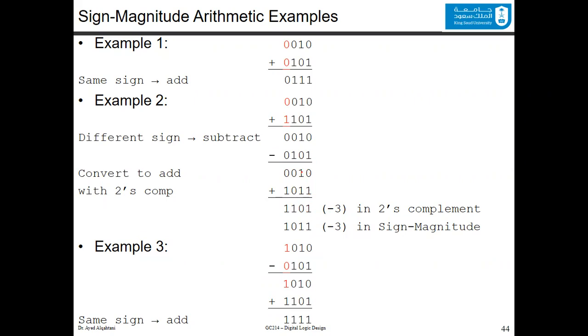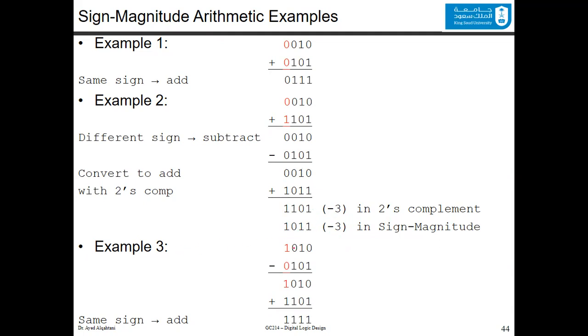0 and 1 is 1. 1 and 1 is 0, carry 1. 1 and 0 and 0 is 1. And 0 plus 1 is 1. Now, this number here is actually minus 3 in 2's complement. But since we are doing the sign magnitude arithmetic, we need to find the equivalent value of it in the sign magnitude. The equivalent value of minus 3 in sign and magnitude: the sign minus is the 1 here, and the magnitude 3 is 1, 1, and 0.